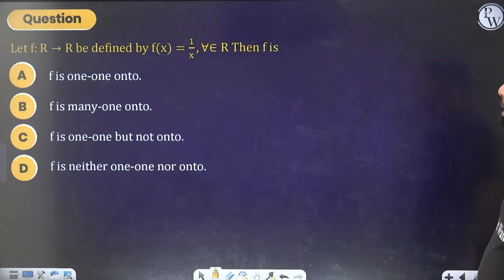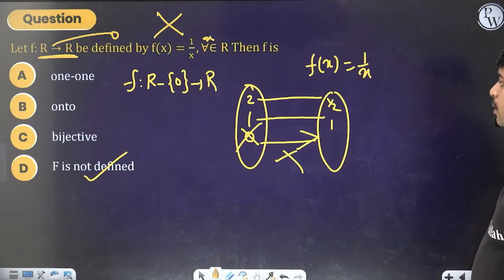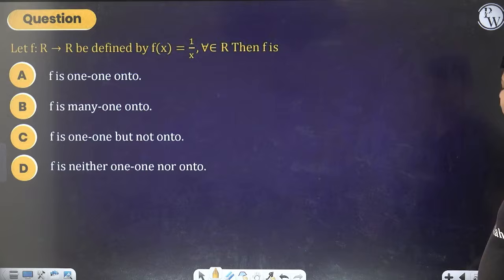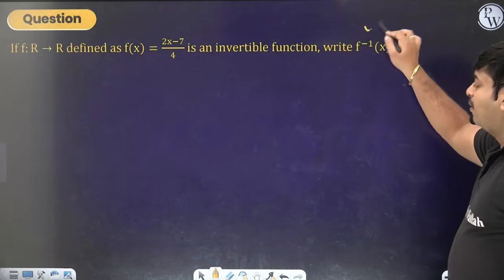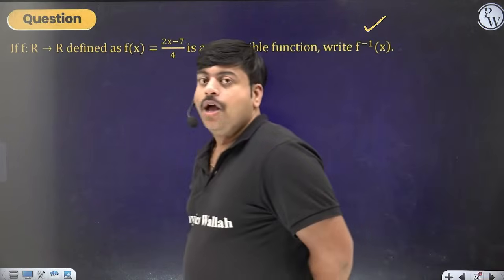Okay. The same question. f of x equal to (2x minus 7) by 4 is an invertible function. Write f inverse of x. We need to find f inverse.